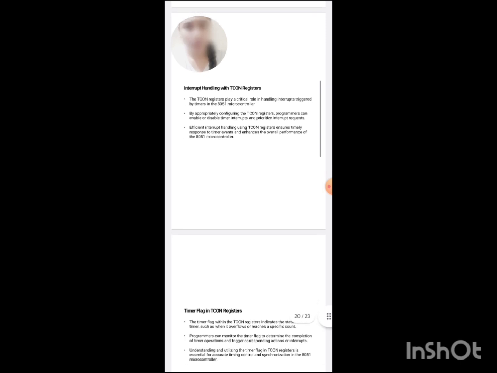Interrupt handling with TCON registers. So the TCON registers play a crucial role in handling interrupt triggers by timers in the 8051 microcontroller. By appropriately configuring the TCON registers, programmers can enable or disable timer interrupts and prioritize interrupt requests. Efficient interrupt handling using TCON registers ensures timely response to timer events and enhances the overall performance of the 8051 microcontroller.